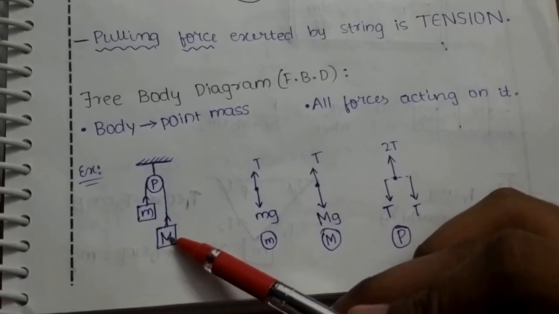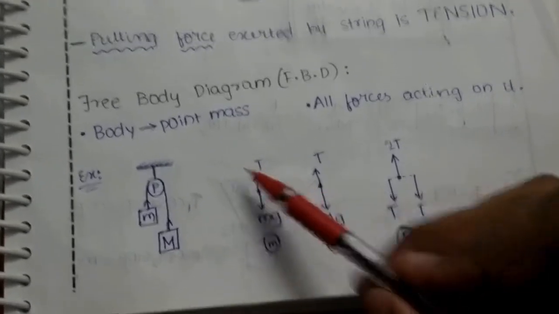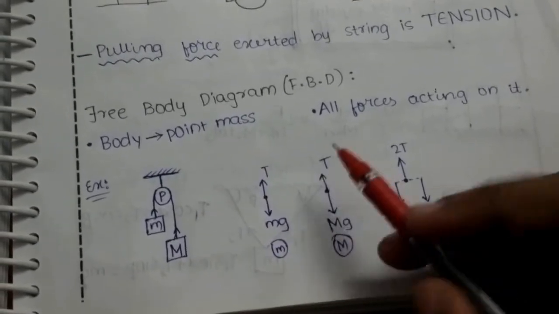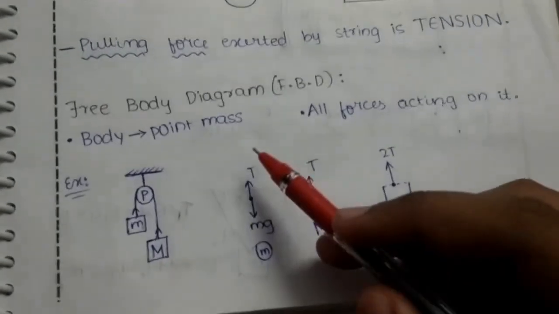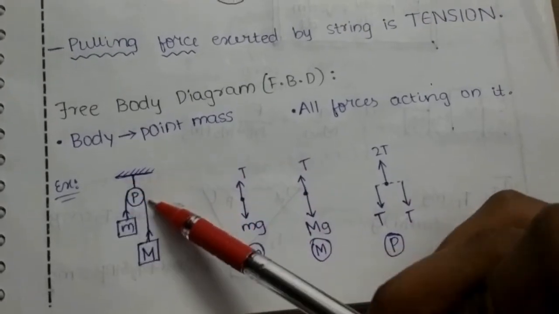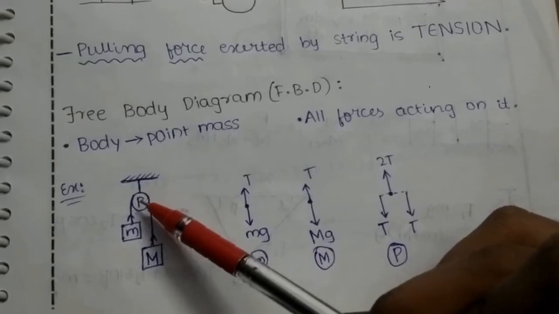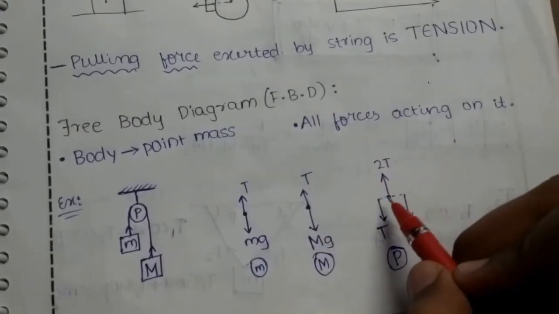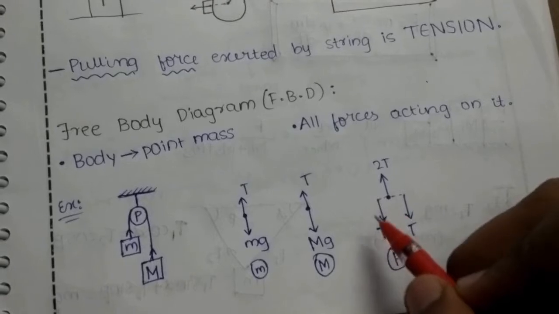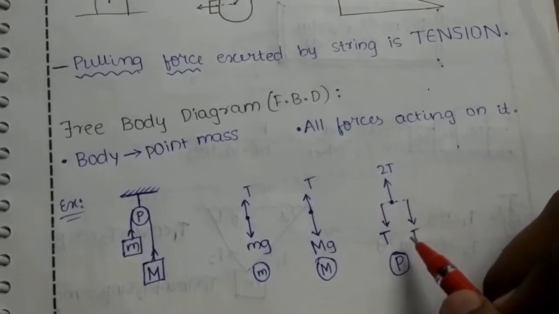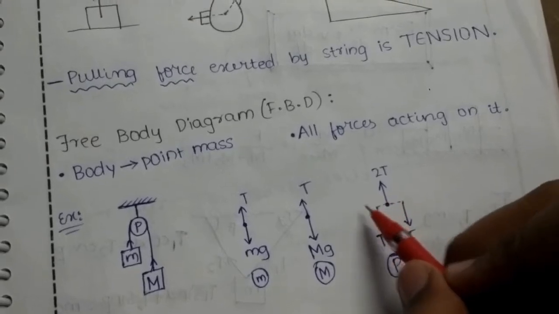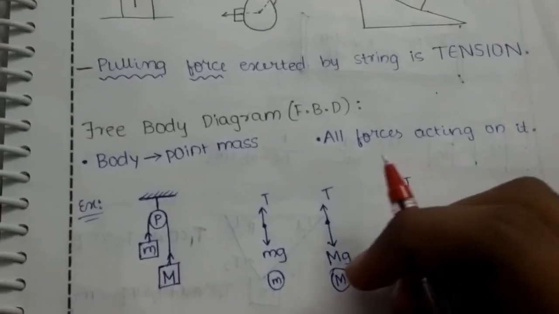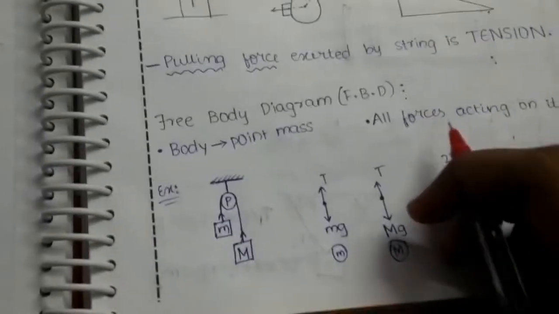Let's now see the free body diagram of capital M. Tension acts upwards and weight mg acts downward. Coming to the free body diagram of the pulley, 2T acts upward and tension T and T act in either direction. Since the pulley is massless, it doesn't have any weight acting.